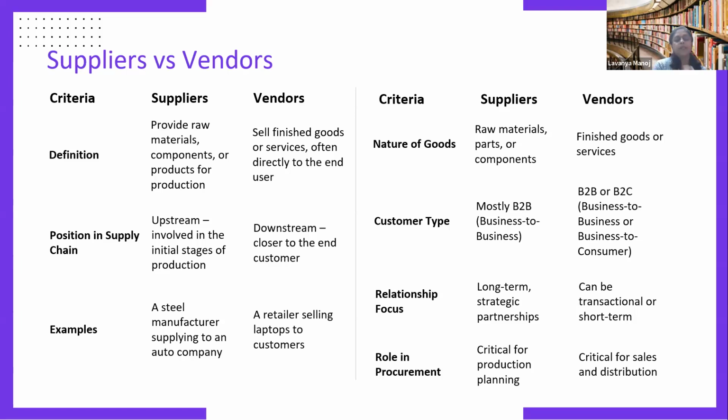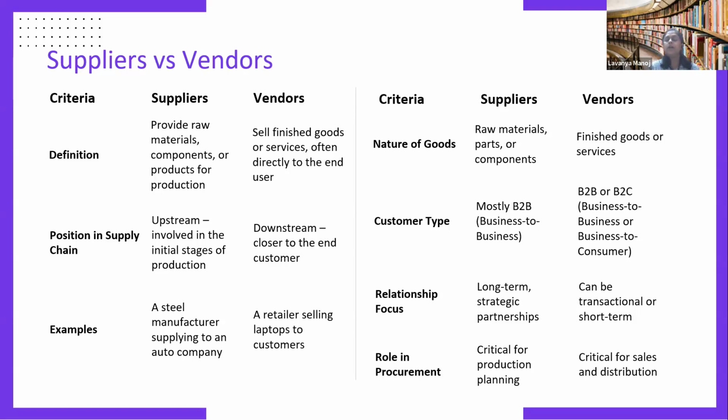So, position in supply chain. Where do these suppliers stand? What position do they hold in the supply chain? Suppliers position themselves in the upstream, that is, they are involved in the initial stages of production because they supply the raw materials for production. Vendors deal with the downstream, that is, closer to the customer. They move the products from the company to the customer or the consumer.